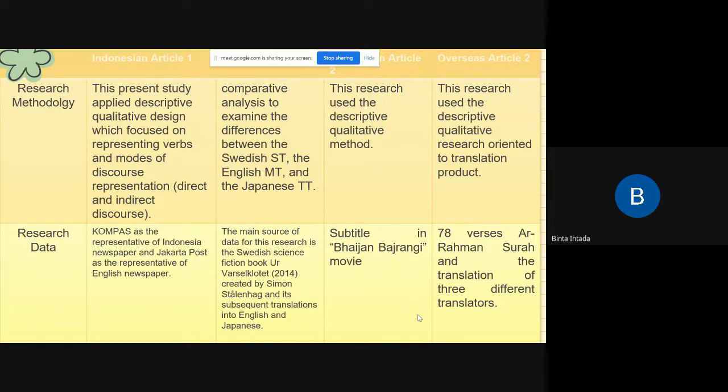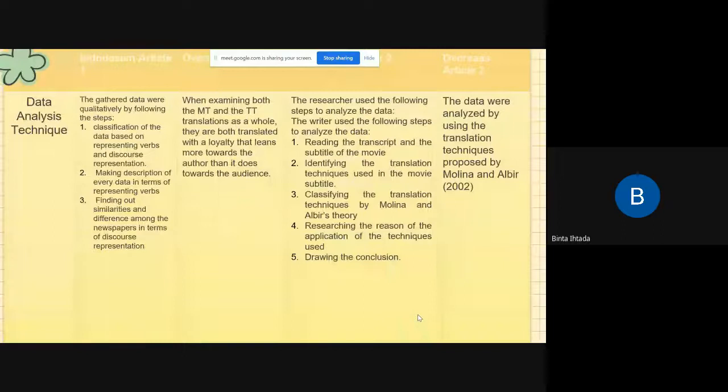For overseas article 1, the main source of data for this research is the Swedish science fiction book Universal Clothed in 2014, created by Simon Stollenheng, and its subsequent translation into English and Japanese. In Indonesian article 2, they use the subtitles in the Bajrangi Bhaijaan movie. While in overseas article 2, they use 78 verses of Ar-Rahman Surah and the translations of 3 different translators.